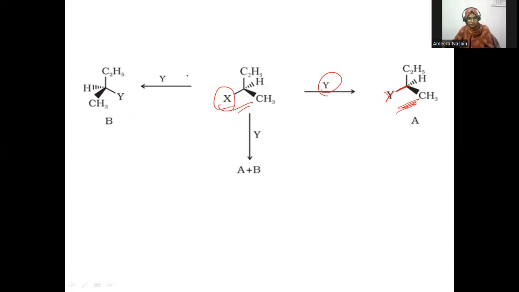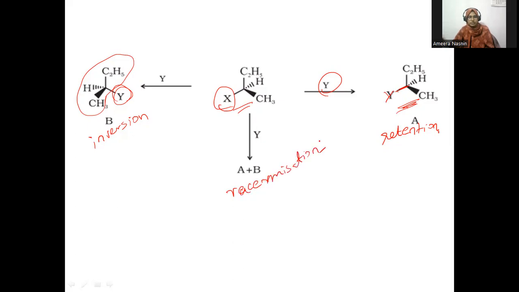And in the case of B, these groups are now facing towards the left side, and the Y, the new group, has attached at the back side of this compound. So here there is an inversion of configuration. Here inversion is there. Here it's retention of configuration. So if you are getting an equimolar mixture of A and B, then we can say that there is racemization happening. So that's what all three concepts are.